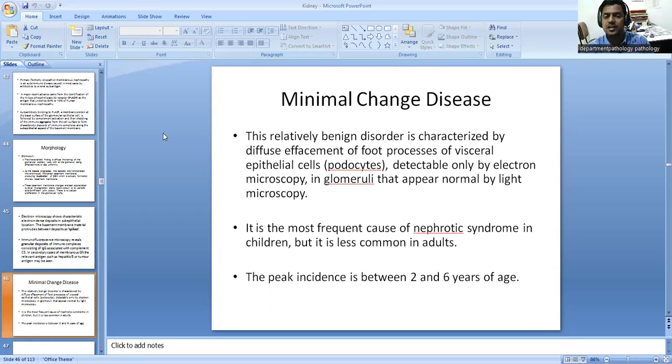When examined under light microscopy, the glomeruli appear perfectly normal, hence the name minimal change disease. It is the most frequent cause of nephrotic syndrome in children. So we can say that the most common cause of nephrotic syndrome in children is minimal change disease, but it is less common in adults. The peak incidence is between 2 and 6 years of age.